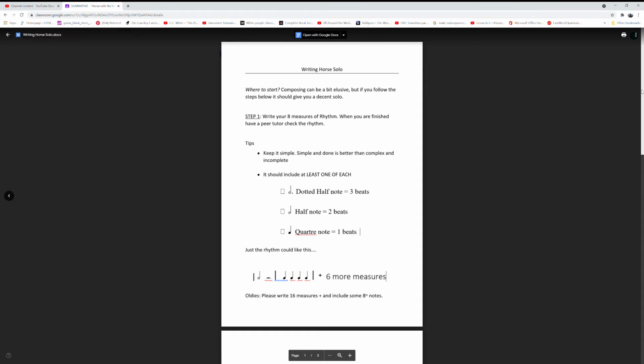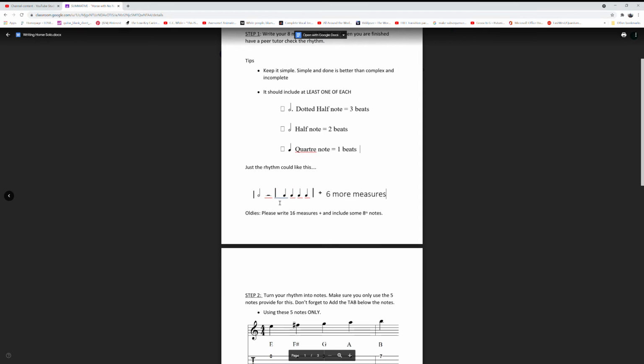Rhythm means it has no pitch information. It's just something that you could clap. So here I've written 2 measures. Of course, you're going to need 6 measures in total. The criteria that needs to be included is you need at least one dotted half note, which is 3 beats, a half note, which is 2 beats, and a quarter note, which is 1 beat.